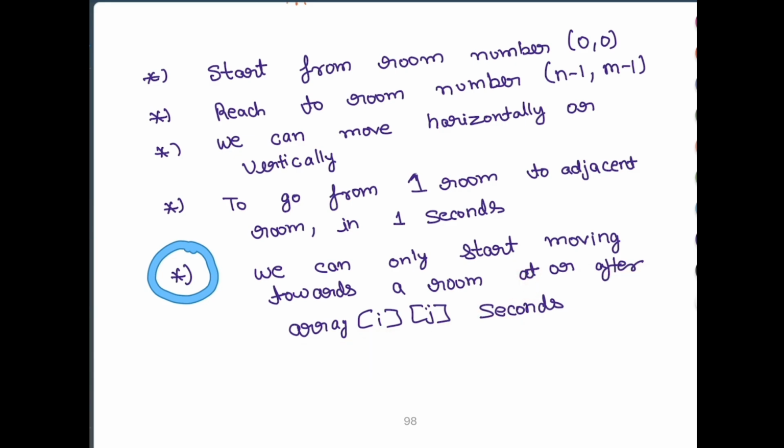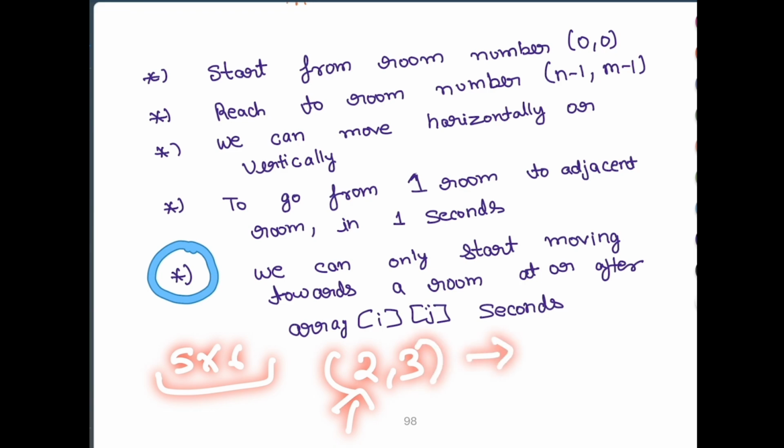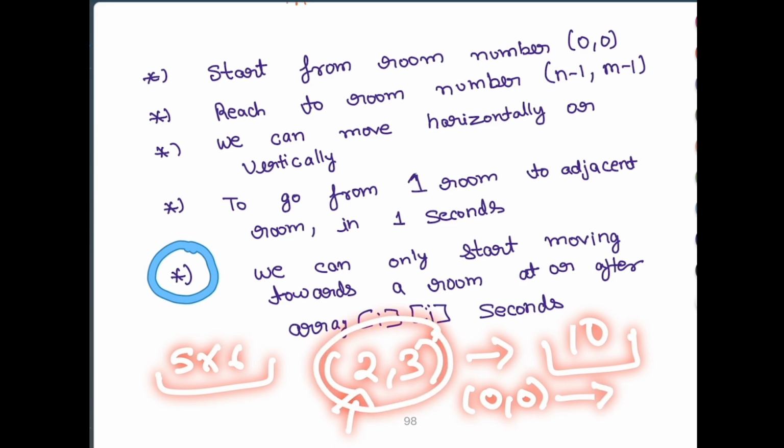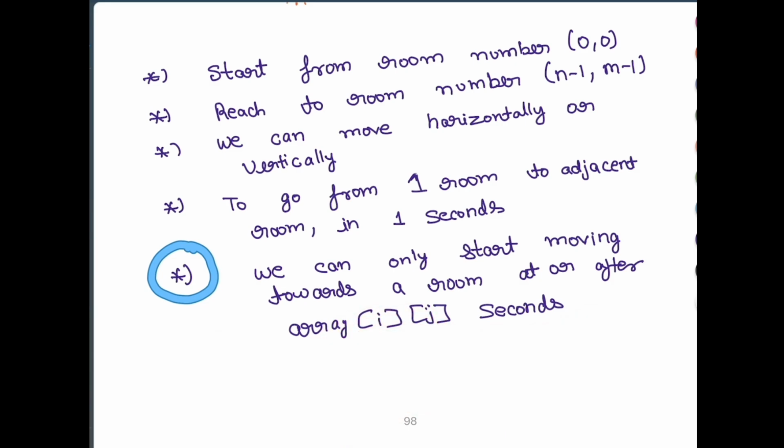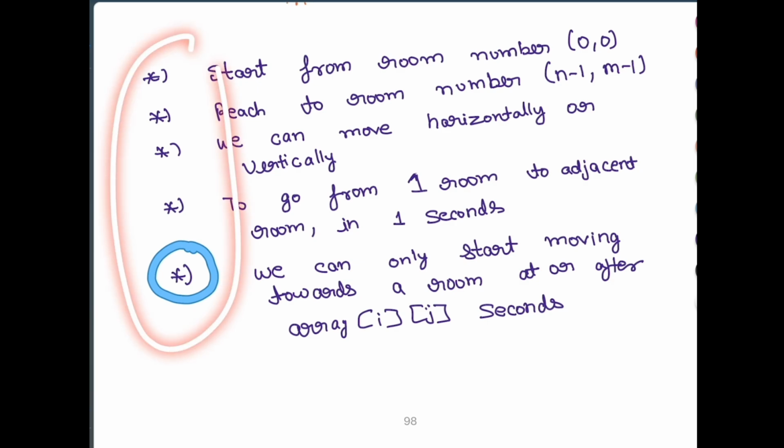For example, if you have an input of 5 by 6 and at index 2, 3, meaning room number 2, 3, the value is 10. It means that when you started at 0, 0 and now you are at a point from where you can reach this room, you can only start moving towards this room when you have already spent 10 seconds. Now this might seem a bit confusing, but we are going to understand this with many examples. So all these points will be cleared.